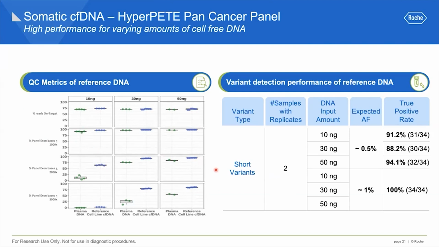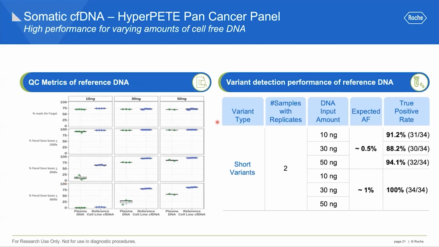The percent panel exon bases greater than 300x showed similar trends to the 1000x metric, but with a larger observed impact with lower input. Now, of note, increasing read pairs used in this analysis from 60 million to 110 million, the percent panel exon bases greater than 3000x improved, ranging from 73% to 95% for the 50 nanogram input. Now, this data isn't shown, but it does demonstrate that increasing read depth for this application will lead to better performance for this particular metric.